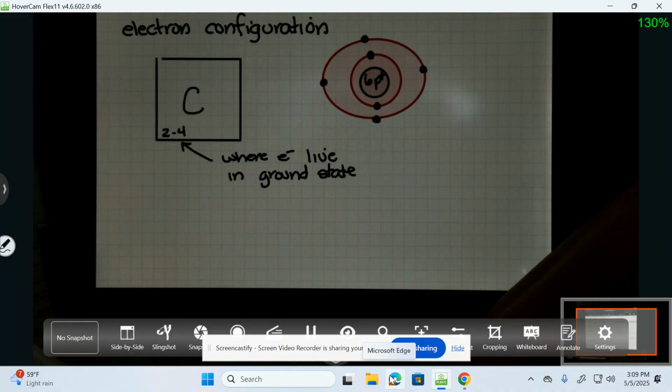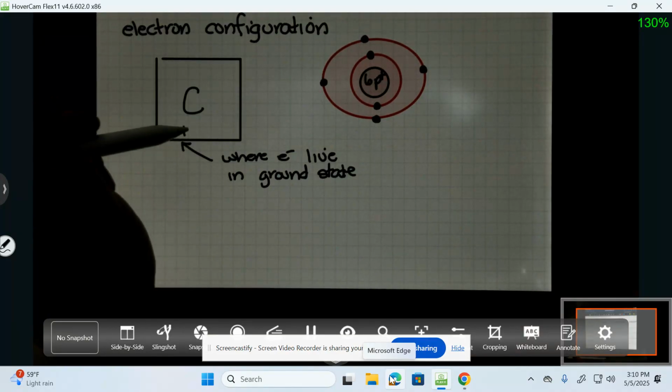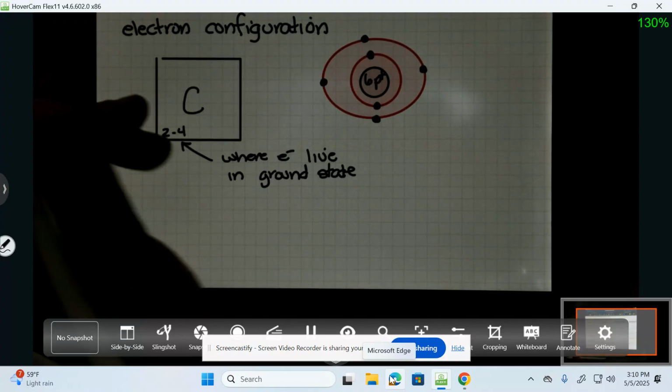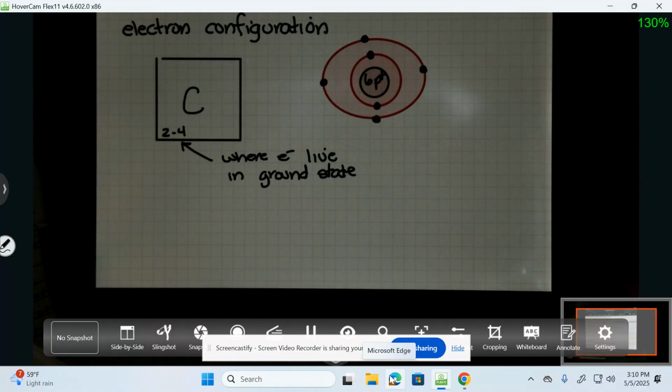Like that. Okay? That's what these numbers mean. When they're in ground state, they're in the lowest possible positions. You can excite those electrons. You can get them to go to higher energy levels by exciting them. That means hold a candle to their butt and watch them jump, right?